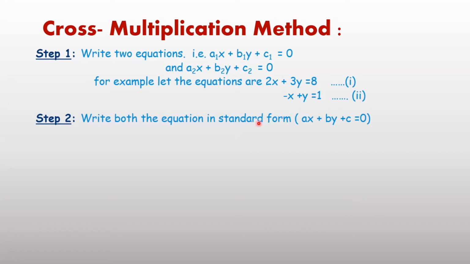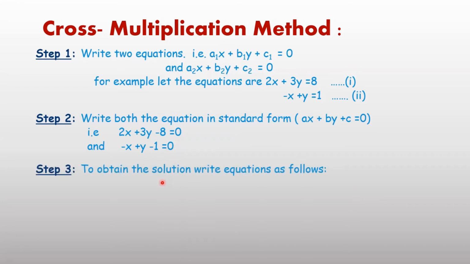Now step second, write both the equations in standard form. Standard form of a linear equation is ax plus by plus c equal to 0. First equation, 2x plus 3y minus 8 equal to 0, and second equation is minus x plus y minus 1 equal to 0. Your first task, write in standard form as written here.